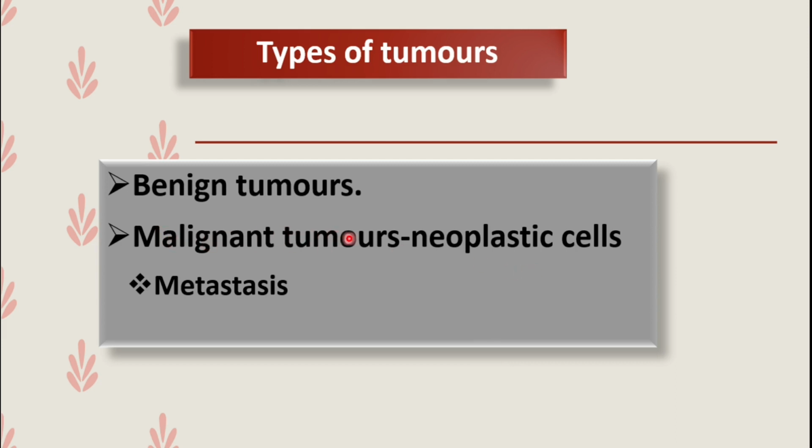So this is a very dangerous situation, and this process by which a neoplastic cell detaches itself from a primary tumor, passes through the bloodstream, and reaches another fresh site is known as metastasis. So metastasis is normally exhibited by malignant neoplastic cells, and it is a very feared property of the malignant tumor.